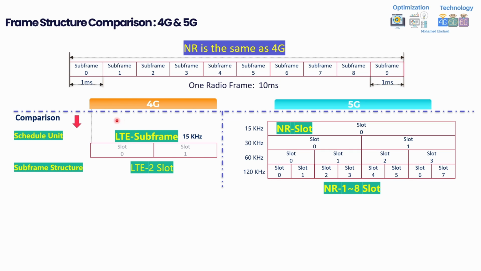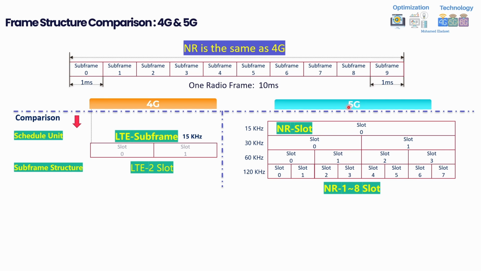Okay, in 4G, the first point here is that the subframe was the minimum unit of scheduling, which means that the scheduling unit in 4G was around 1 millisecond. And this subframe, as a subframe structure, we used to have 2 slots. Each slot was having around 7 symbols if you're thinking about normal cyclic prefix.